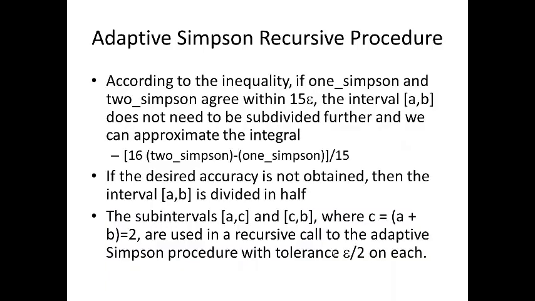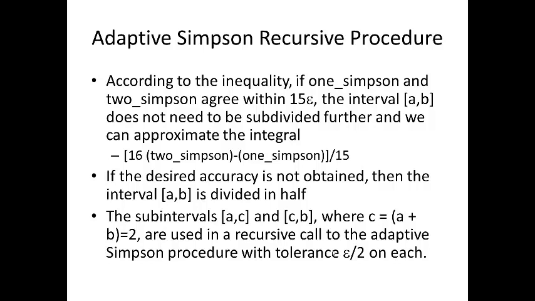Now, according to the inequality we saw, (1/15)|S2 minus S1| being less than or equal to epsilon, if the one-panel Simpson and two-panel Simpson agree within 15 epsilon, the interval [a, b] does not need to be subdivided further, and we can approximate the integral using (16 times S2 minus S1) divided by 15. If we don't get that desired accuracy, then we divide the interval [a, b] in half.